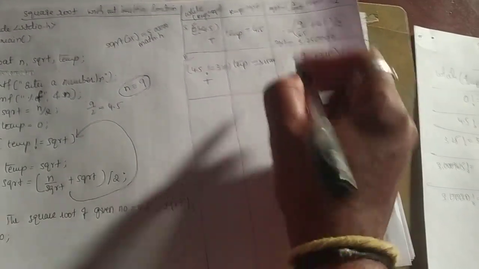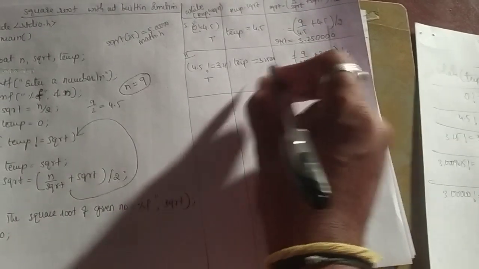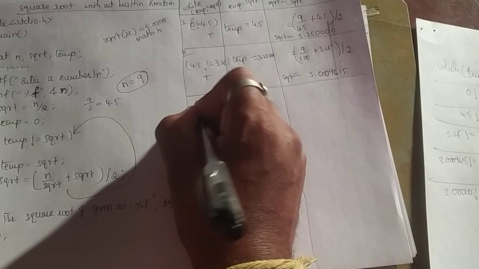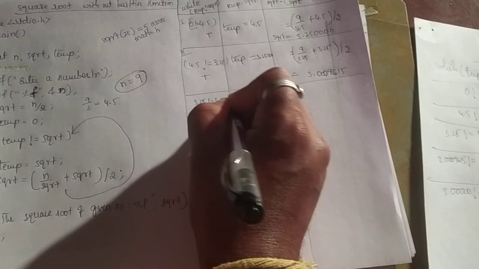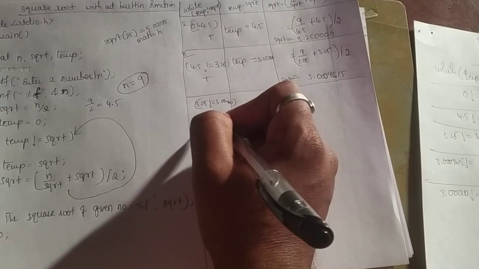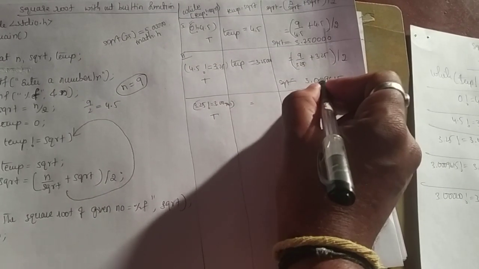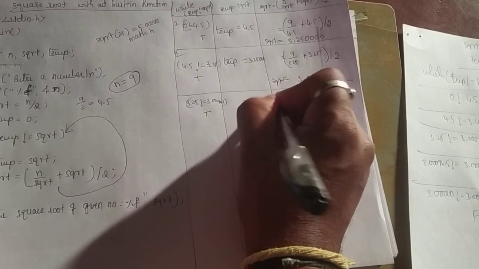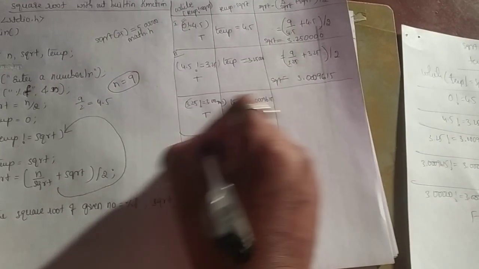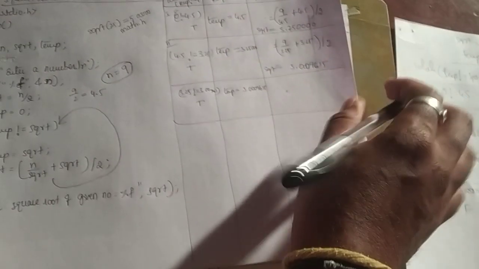Now the updated value of SQRT and square root is this one. Substitute in the while loop condition again. So 3.25 not equal to 3.009615. True or false? True. When this condition is true, 3.009615 becomes the temp value, and find out the updated square root value.